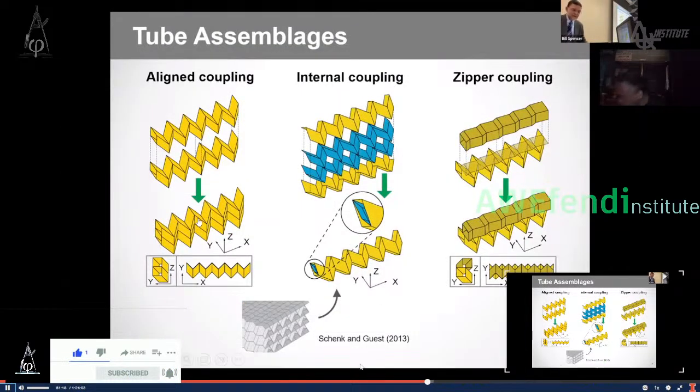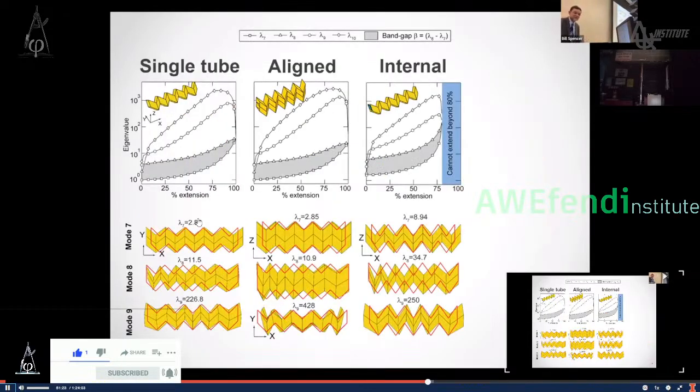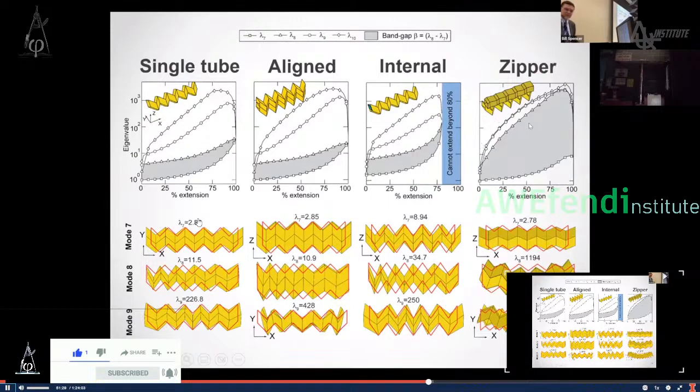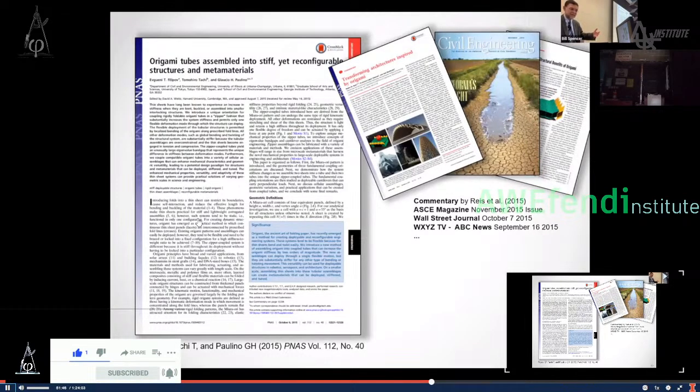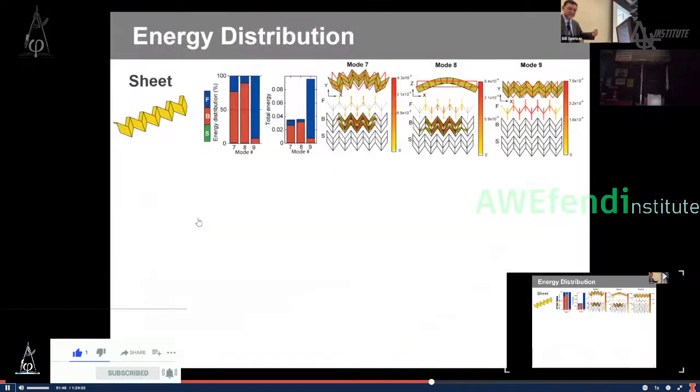Let's go back here. Yeah, then we have these three configurations, and then we start to look at, for example, the band gap in each case. And we could see here that the zipper had a very nice property, because this first mode seemed very low energy, and all the other modes, okay, very high energies. And this allows us a deployable configuration. This idea is summarized in this paper in PNAS.